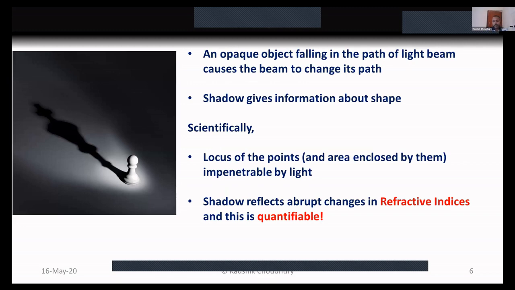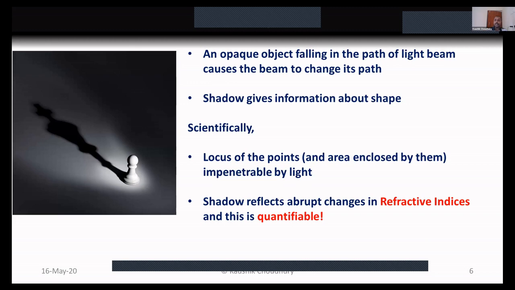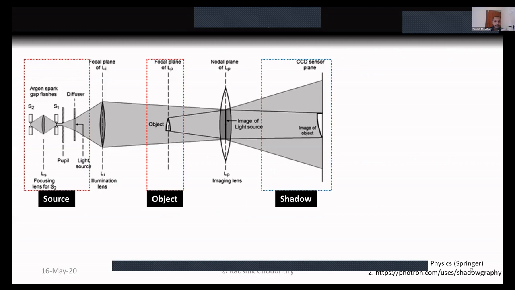Still, this is a very scientifically significant tool because it can give us information, qualitatively, about the shape of something that is causing a change of refractive index. Basically it can tell us about the locus of points with abrupt changes in the refractive index. So shadow talks of change in refractive index, and this shadow itself is quantifiable. How? Let's see. This simple thing can be used for understanding the flow of fluids, change in concentration, and many such things.